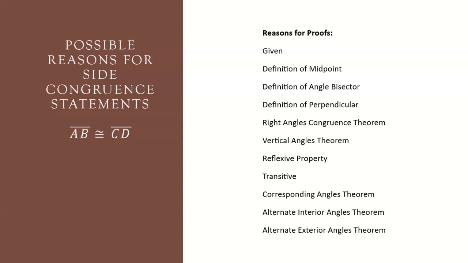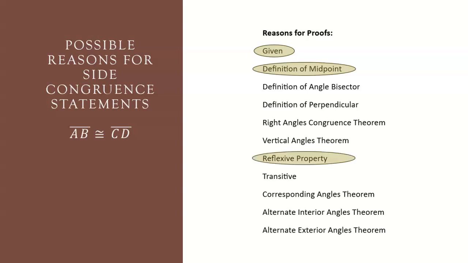There are not that many reasons that you can use for side congruent statements. A side congruent statement looks like one line segment is congruent to another line segment. The reasons that you can use next to side congruences are given. You could be given that two line segments are congruent. Definition of midpoint. A midpoint divides a line segment into two congruent line segments. So you can use definition of midpoint that those two halves are congruent.